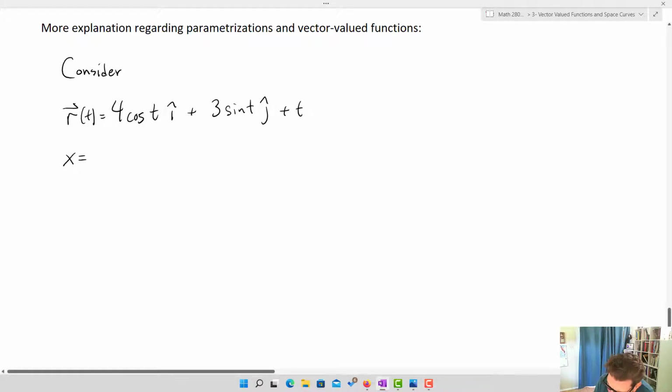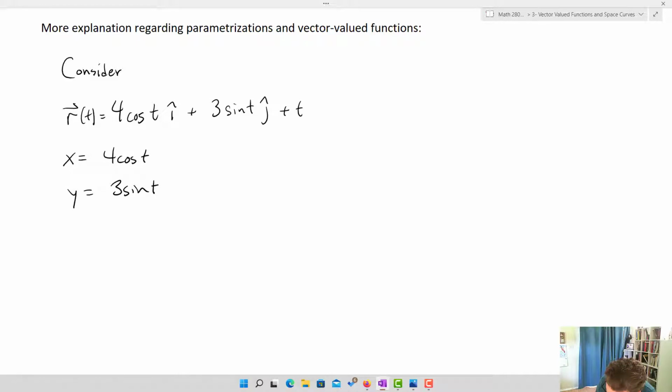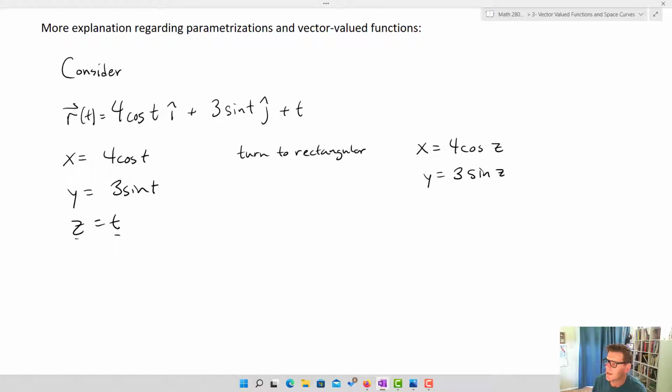So I've got x is going to equal 4 cosine t, and I have y is going to equal 3 sine t, and then I have z is equal to t. And so I want to turn this into rectangular, or Cartesian coordinates, or unparameterize it basically. And so what I know is I have that z equals t, and if z equals t, then that means that I have x is going to equal 4 cosine z, and y is going to equal 3 sine z. Okay? So this is actually going to end up being elliptical, and we're going to see why in just a second.